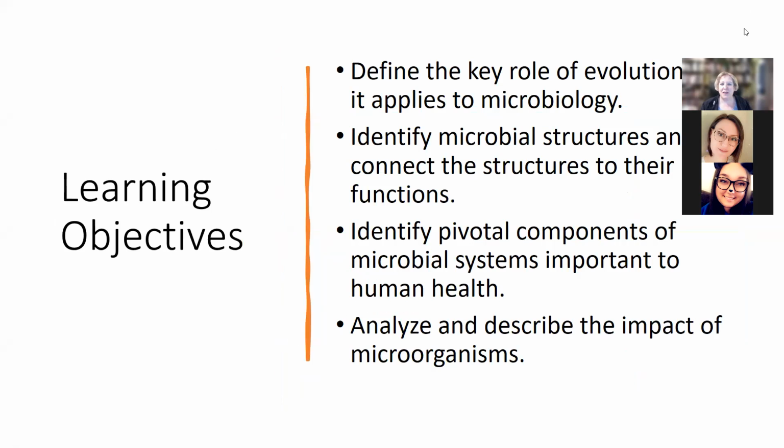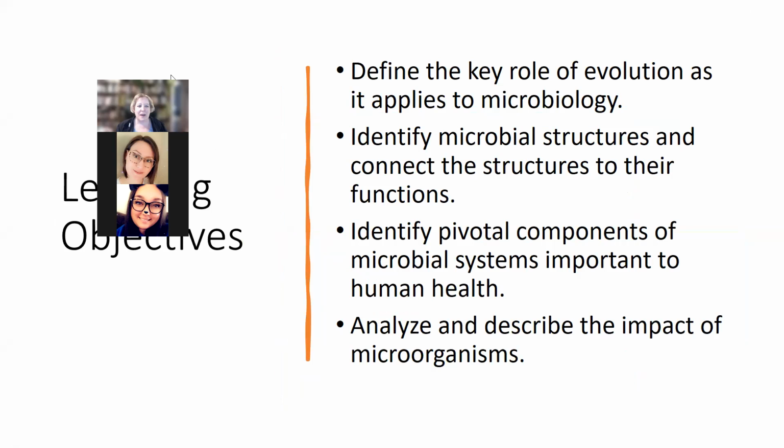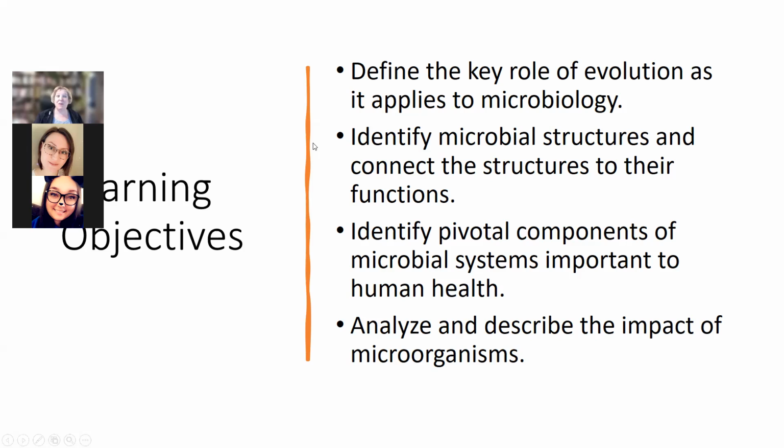Okay, so this chapter helps us move toward being able to meet the following learning objectives. Being able to define the key role of evolution as it applies to microbiology. Being able to identify microbial structures and connect the structures to their functions. Identify pivotal components of microbial systems important to human health. Analyze and describe the impact of microorganisms.